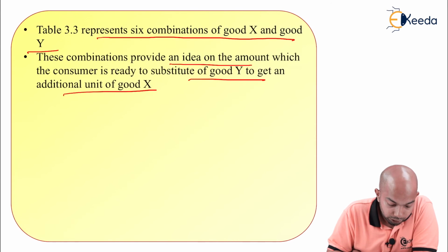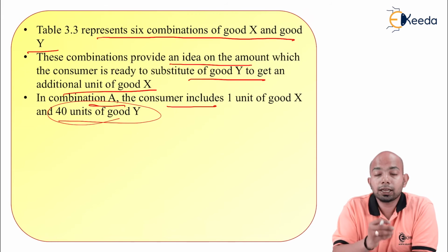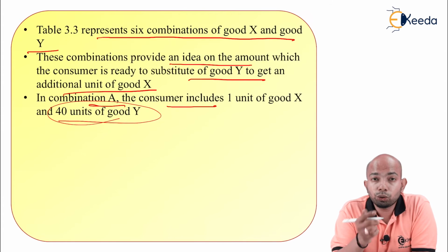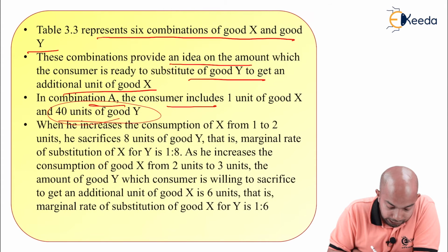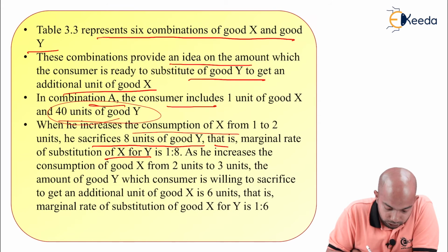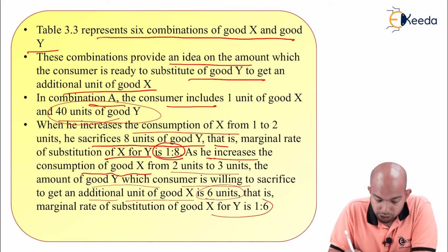So when we're talking about this ratio, in combination A, a consumer has 1 unit of good X and 40 units of good Y. That means he has to give out 40 units of Y in order to procure 1 unit of X here. When he increases the consumption of X from 1 to 2, he sacrifices 8 units of good Y. That is, the marginal rate of substitution for X and Y is 1:8. As he increases the consumption of good X from 2 to 3 units, the amount of good Y the consumer is willing to sacrifice to get an additional unit of X is 6 units. That is, the ratio is changing to 1:6.